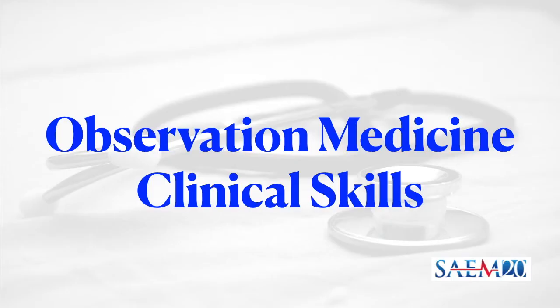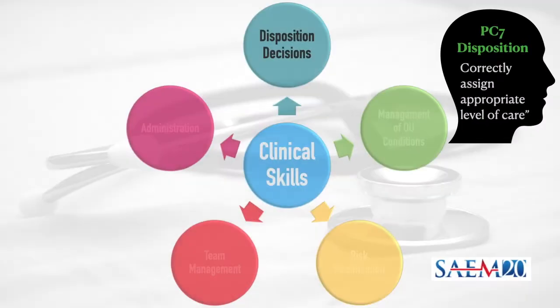So what are some specific clinical skills learned by studying observation medicine and working in a Type 1 observation unit? The EM milestone Patient Care 7 states that residents should be able to correctly assign admitted patients to an appropriate level of care. In other words, ICU versus telemetry versus floor versus observation unit to reach a level 3.